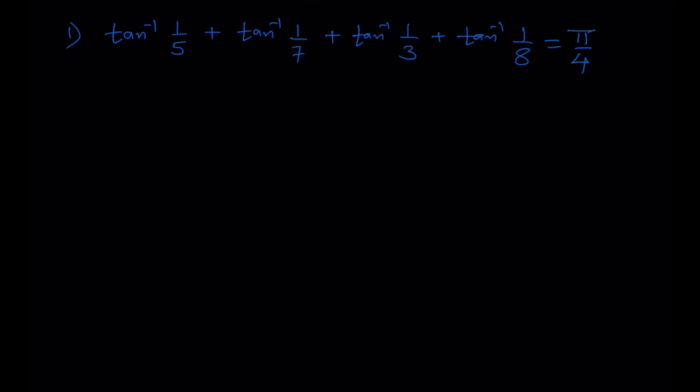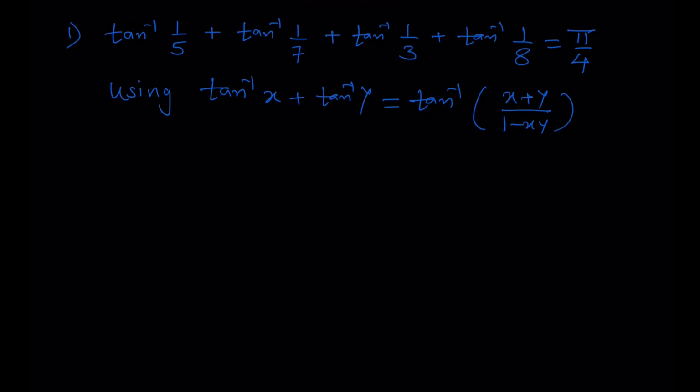Now which property can we use here? It is very clear that we can make use of the property: tan inverse of x plus tan inverse of y is equal to tan inverse of x plus y upon 1 minus xy, provided xy is less than 1. This condition is important, xy less than 1.